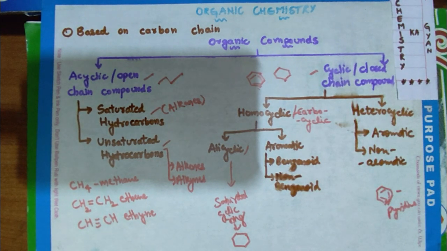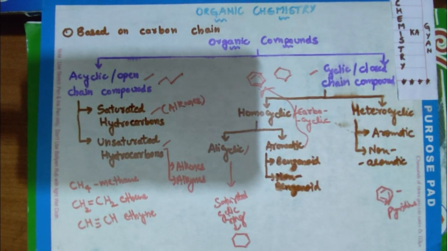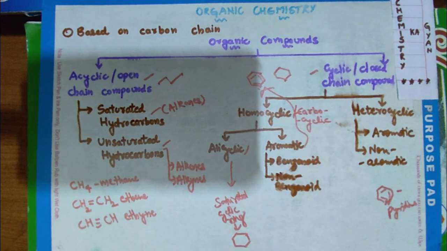Next, aromatic. The example would be your benzene ring, which is aromatic. So aromatic in the sense, if a compound should be aromatic, it should obey the 4n+2 rule, that is also called Huckel's rule. Okay, we'll be discussing it further in the aromatic compounds.